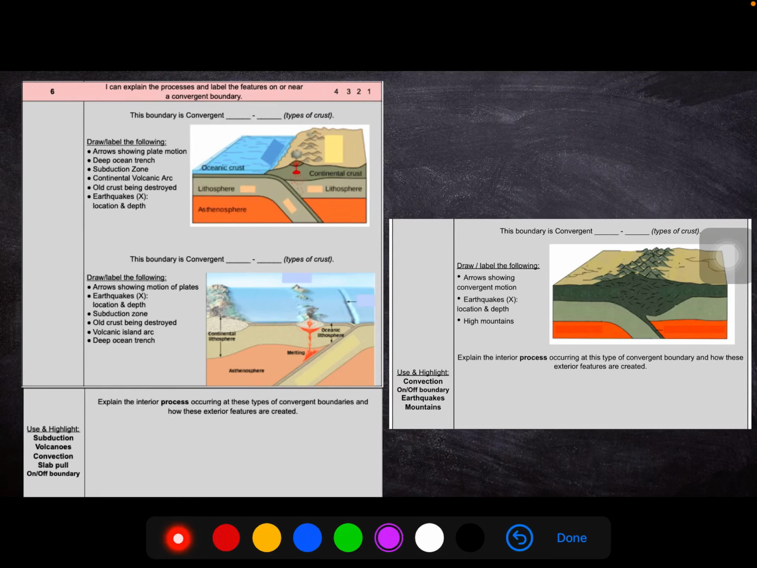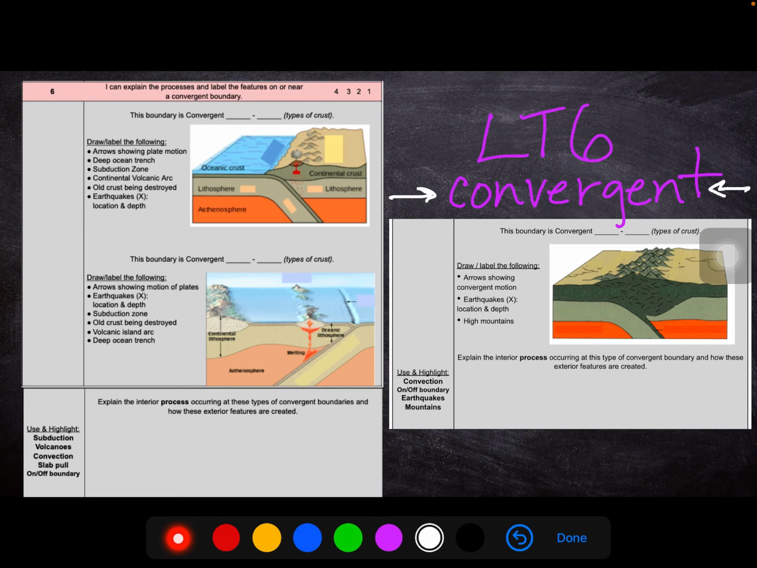All right, here we go, about to check out learning target number 6, all about convergent boundaries. So we should have a pretty good idea at this point. A convergent boundary is when the plates are, of course, coming together, towards, colliding. Those are all words that we've been using for convergent boundary. And this is the busiest type of boundary.